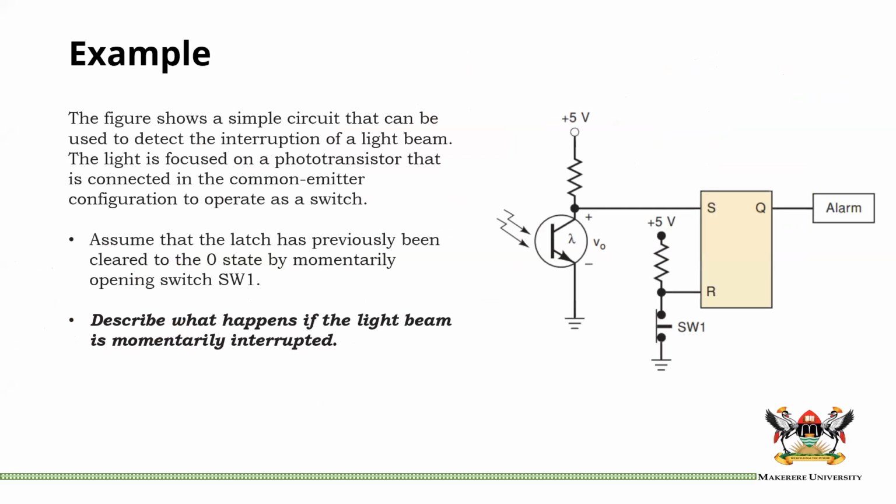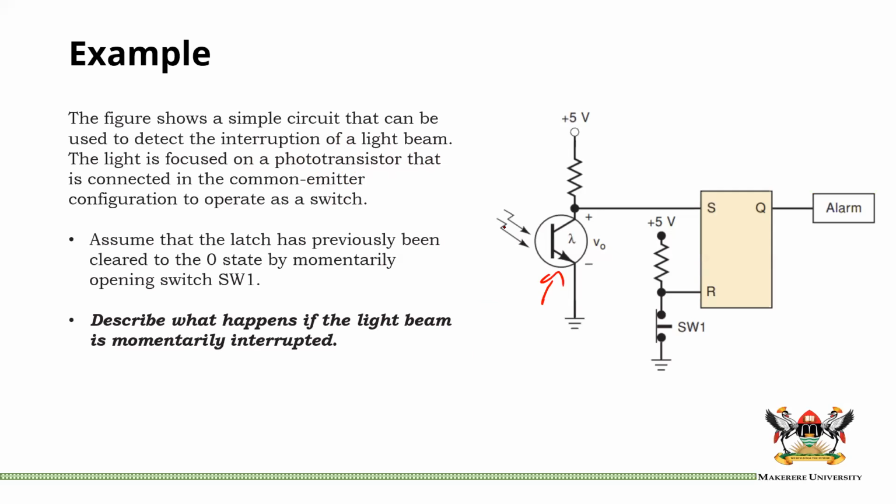So I have the whole diagram here for you. So you need to read the whole question here. Now I don't teach transmitters, so don't ask me about transmitters. But it really says that you have a simple circuit that can be used to detect the interruption of a light beam.